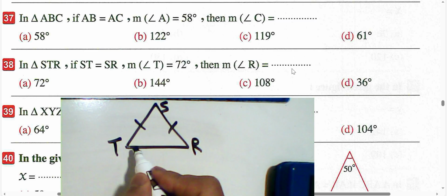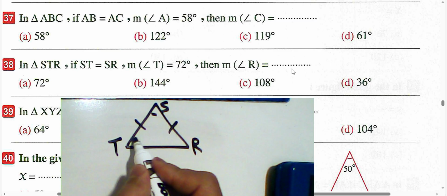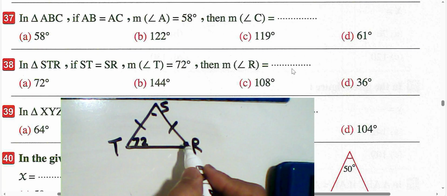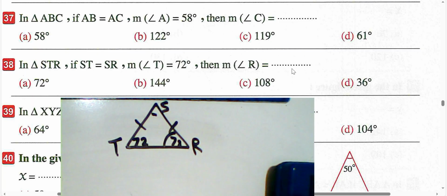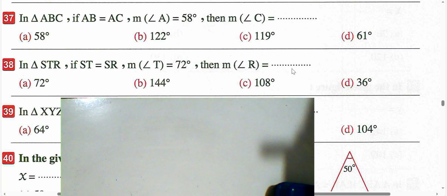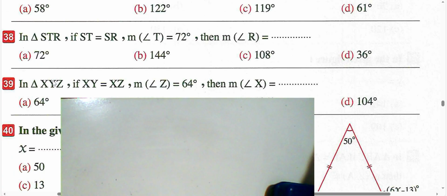ST equals SR. T equals 72 degrees. Then the measure of angle R will also be 72 degrees. Choose letter A. Next question, 39.